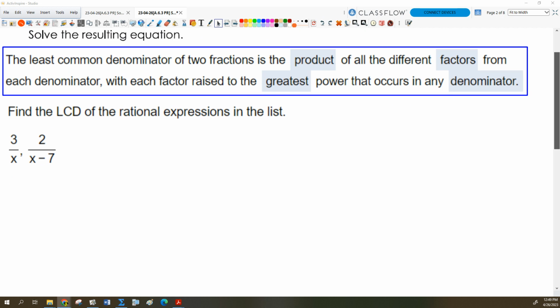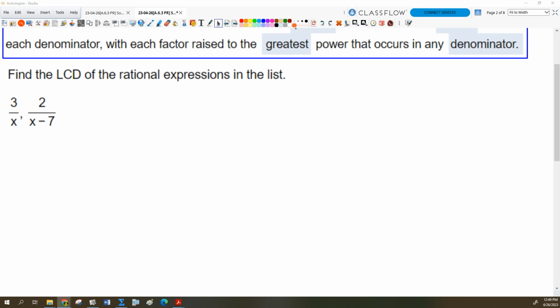So the easiest way to do this, if I want to find the least common denominator of these two fractions, is just to make a list. Really, instead of a list, it's more of a product. I'm going to multiply all of the factors that show up. Let's start with the first fraction. What's the only factor in the first fraction? No, in the denominator. X. Okay, good. So one thing we get is an X.